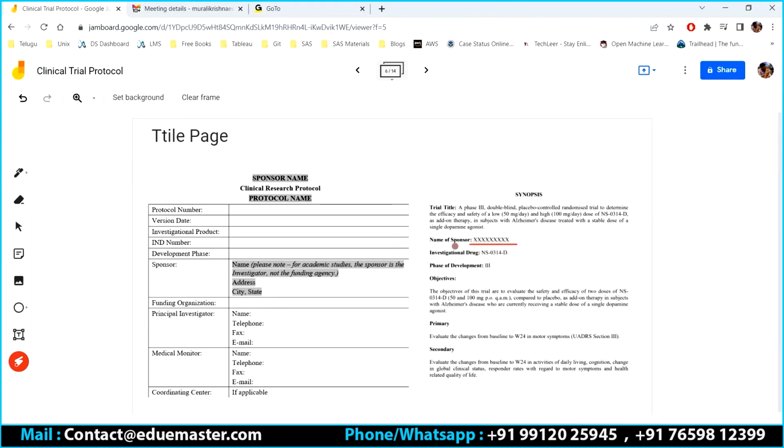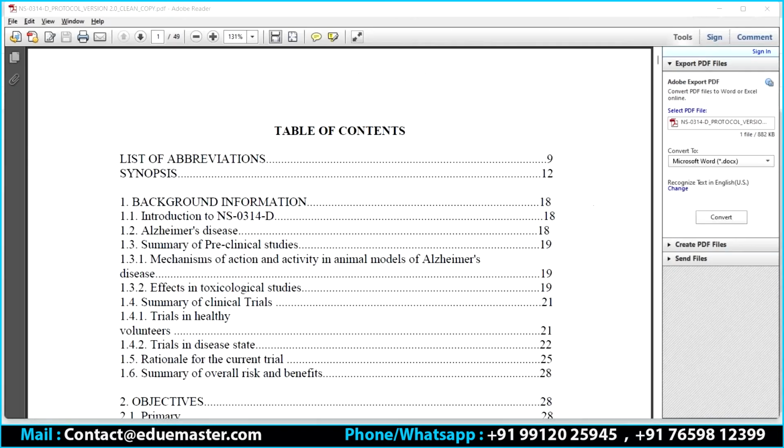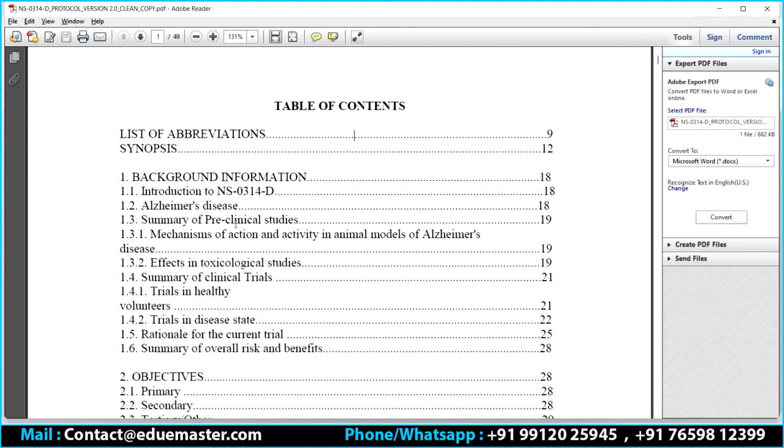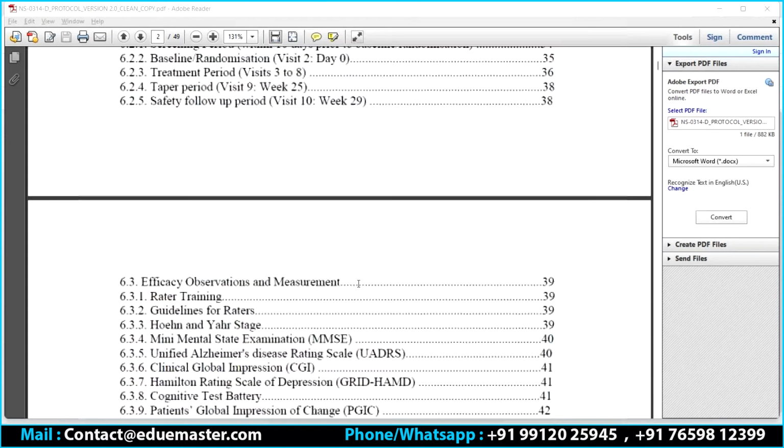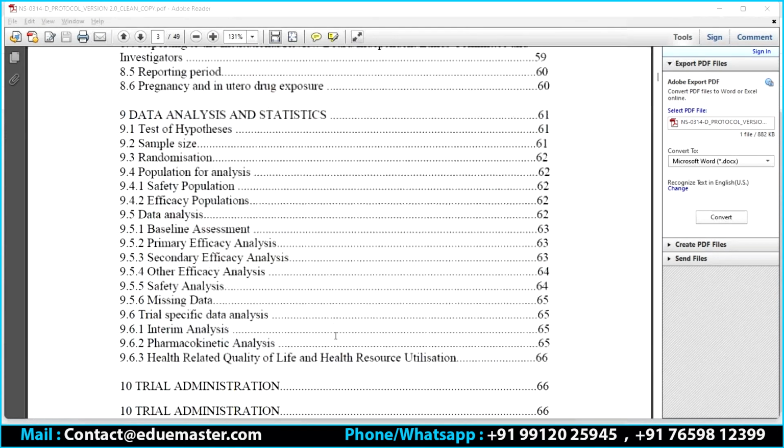Here, NS0314D. This is the investigational drug. For this investigational drug, this is going to be the protocol. All right. This drug is primarily to treat Alzheimer's disease. Okay. How does it look?